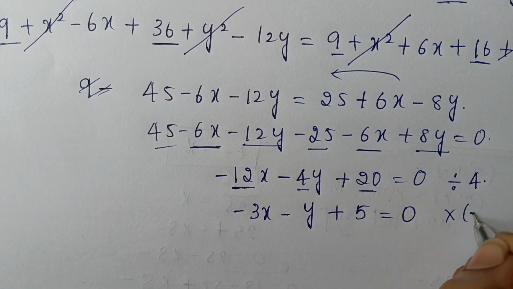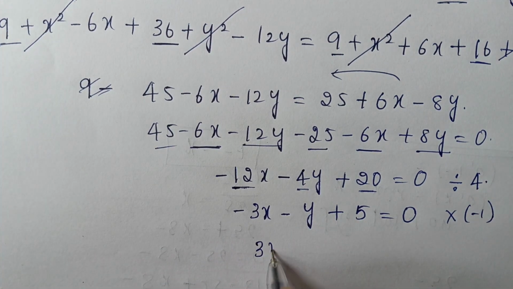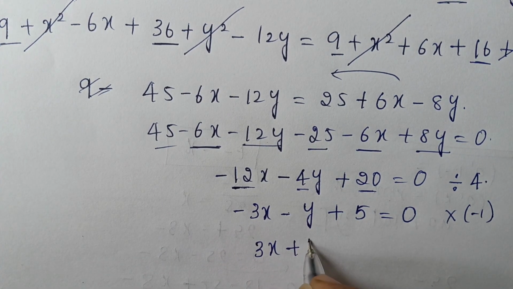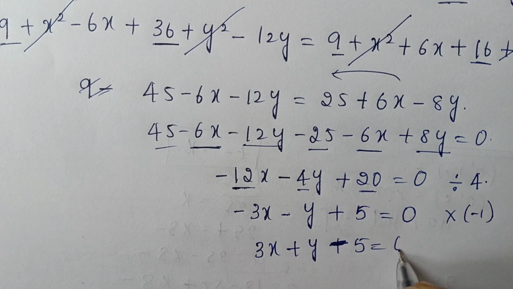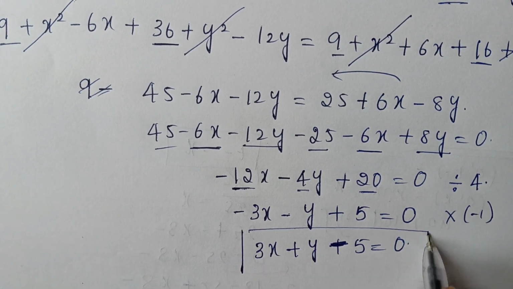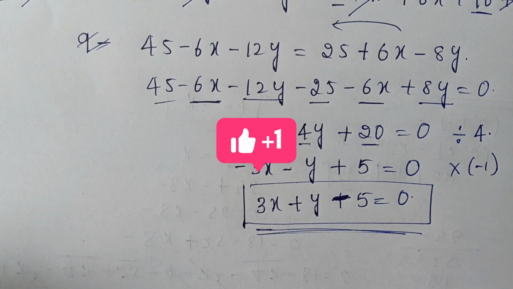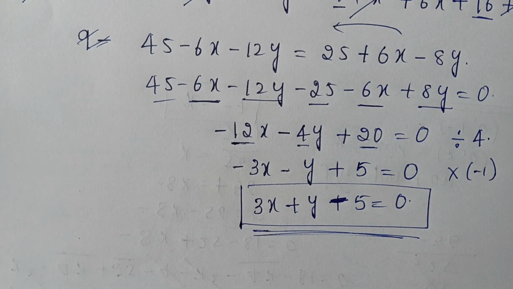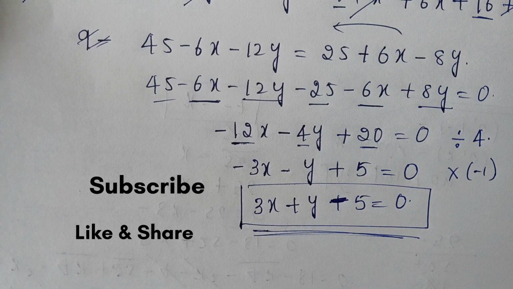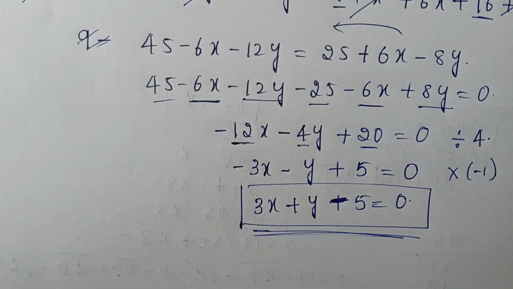So we'll just multiply with minus 1 because x has to be positive. So 3x, minus into minus plus y, and minus into plus 5 is minus 5, is equal to 0. So this is the relationship between x and y. 3x plus y minus 5 is equal to 0. Okay, so that completes our coordinate geometry exercise 7.1. Okay, so next video section formula exercise 7.2, let's solve the problems.